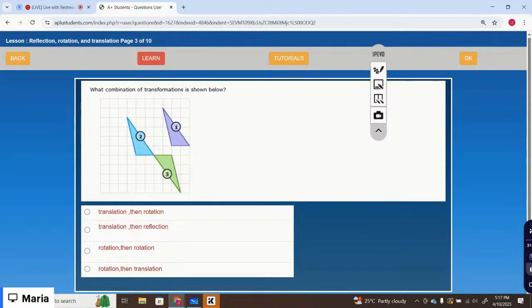What combination of transformations is shown below? One to two, that is the translation. And then two to three, rotation it is. Translation and then rotation. Option number one is the correct option.